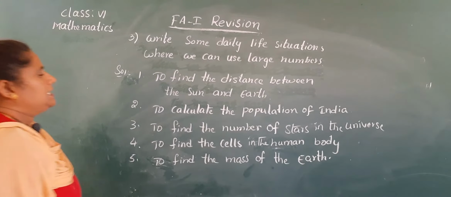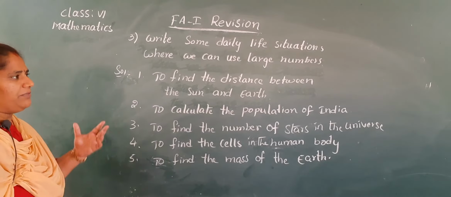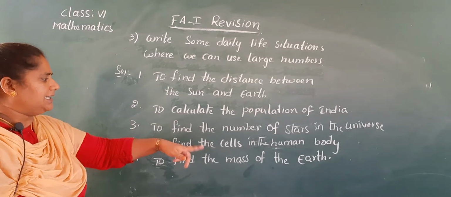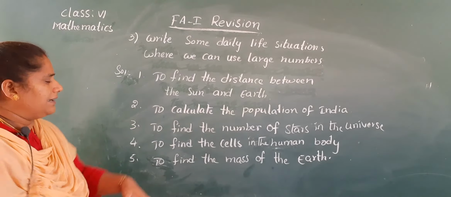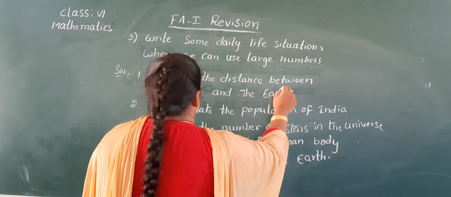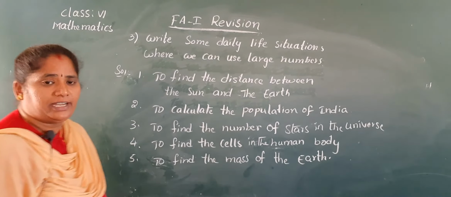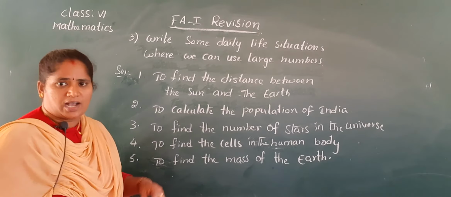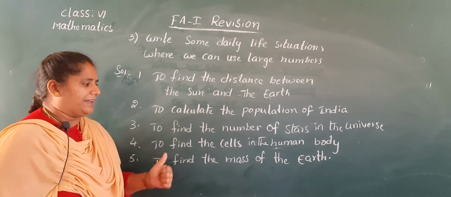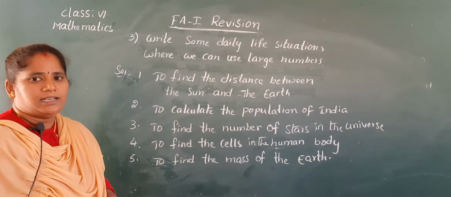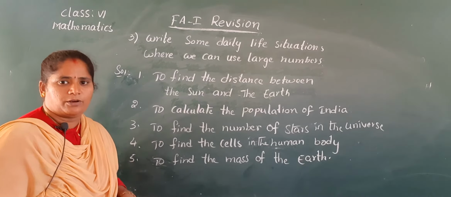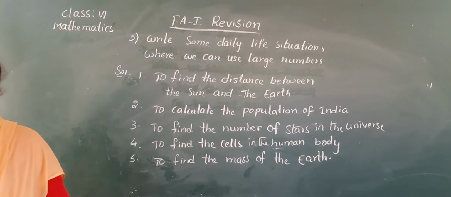Okay, Nana? So write some daily life situations where we can use the large numbers: to find the distance between the sun and the earth, to calculate the population of India, to find the number of stars in the universe, the cells in the human body, and the mass of the earth. In other situations also, if you know, you can write, no problem. Okay? And next one.